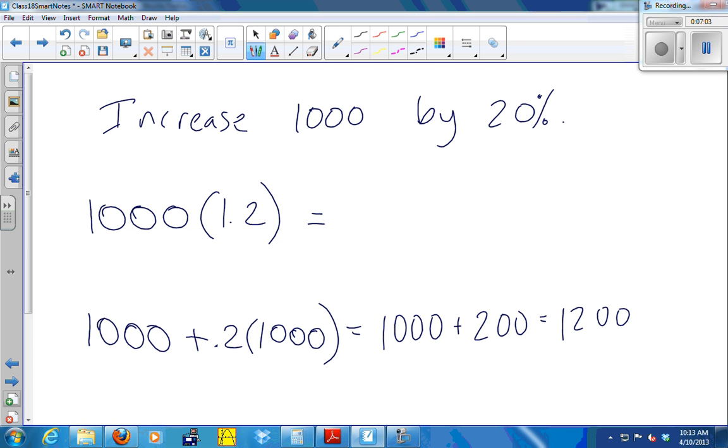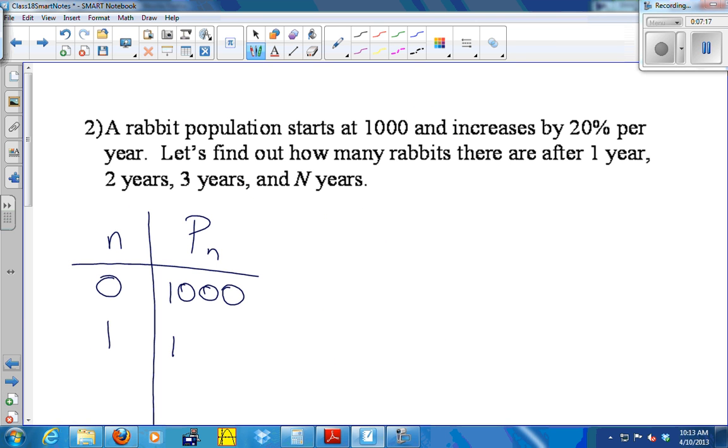That's the same thing you get when you do 1,000 times 1.2, 1,200. Okay. So increasing a number by 20% you can do by multiplying by 1.2. And we get 1,200 rabbits.